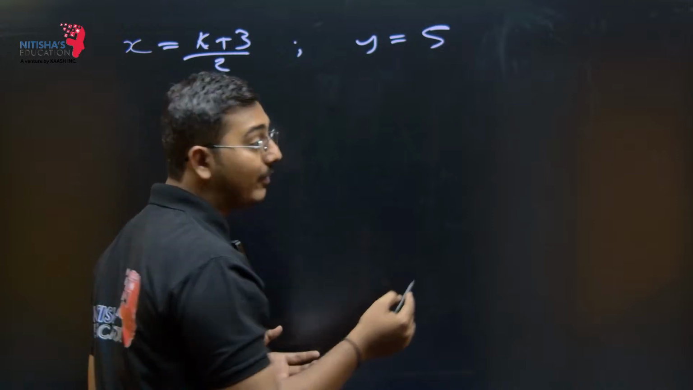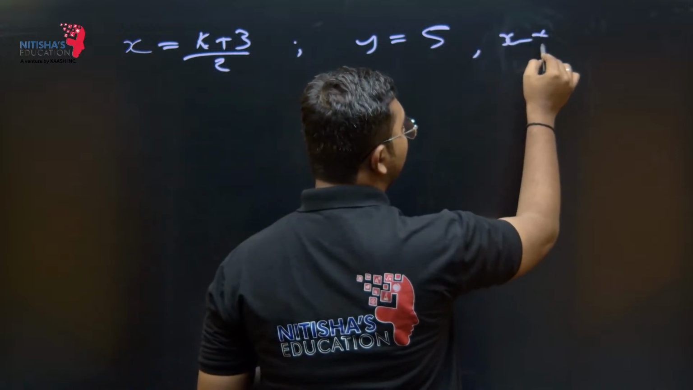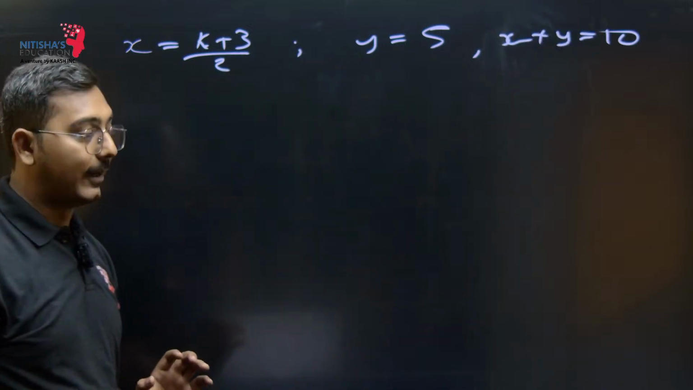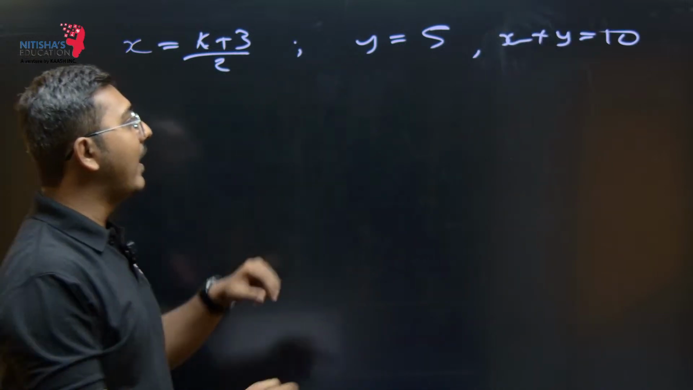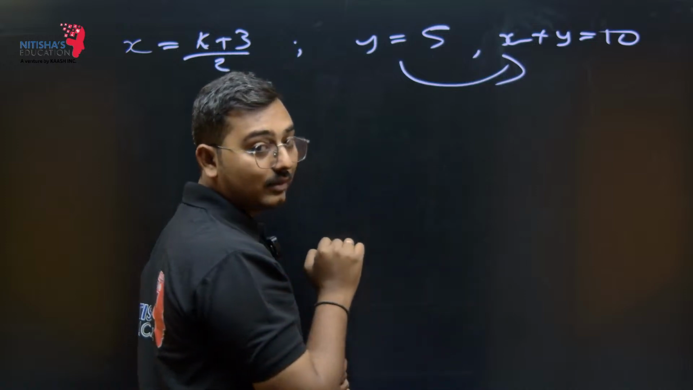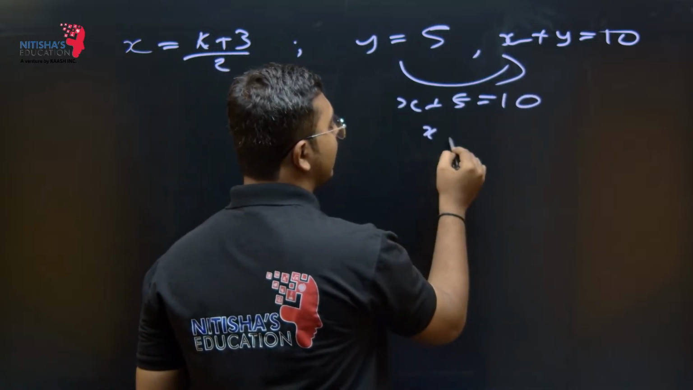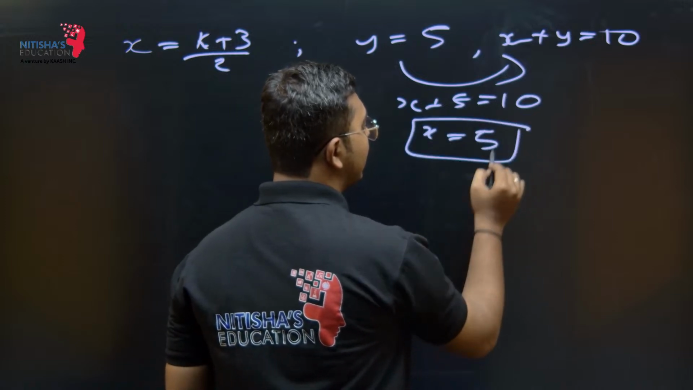Also we have a relation between x and y: x plus y is equal to 10. Let us take minus 10 to the right hand side. So from this you can find the value of x. How? x plus 5 is equal to 10. So x is equal to 5. This is the value of x.